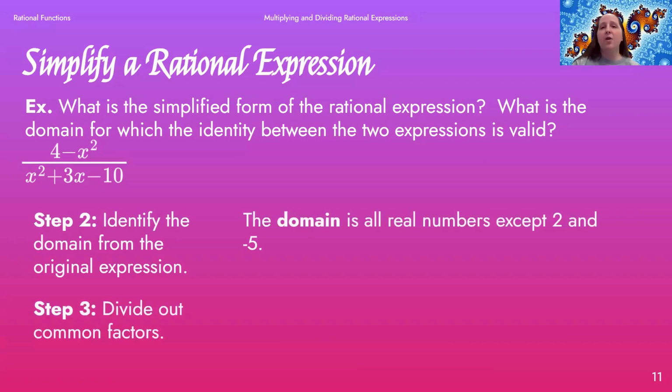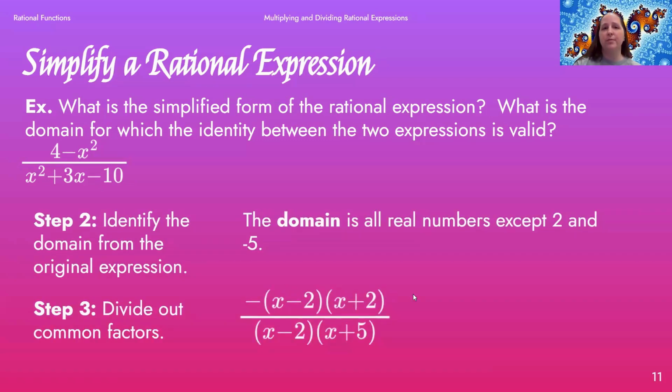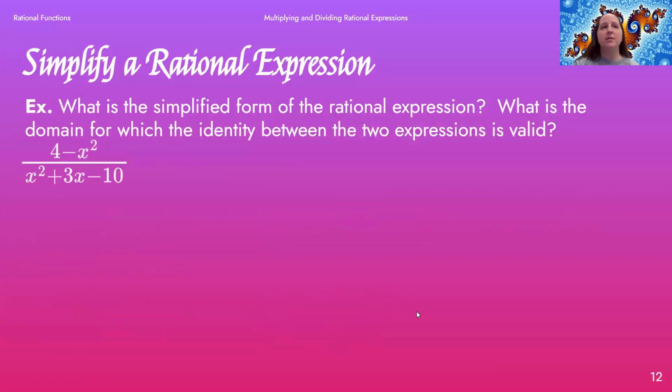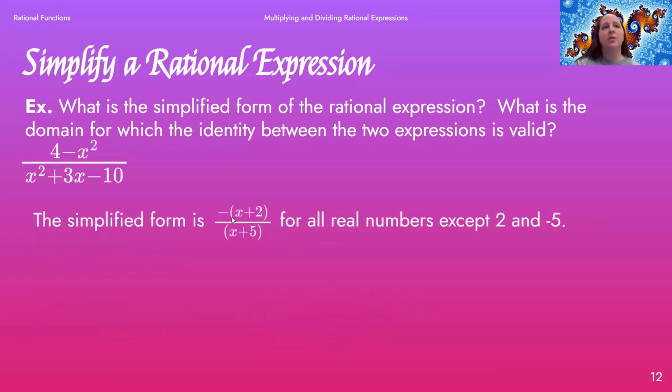Step 3 is to divide out common factors. So again, I rewrote that 2 minus x to be negative x minus 2. I can see that they both have an x minus 2 in common, so I can cancel them out. And I'm left with negative x plus 2 divided by x plus 5, which is its simplest form for all real numbers except 2 and negative 5.